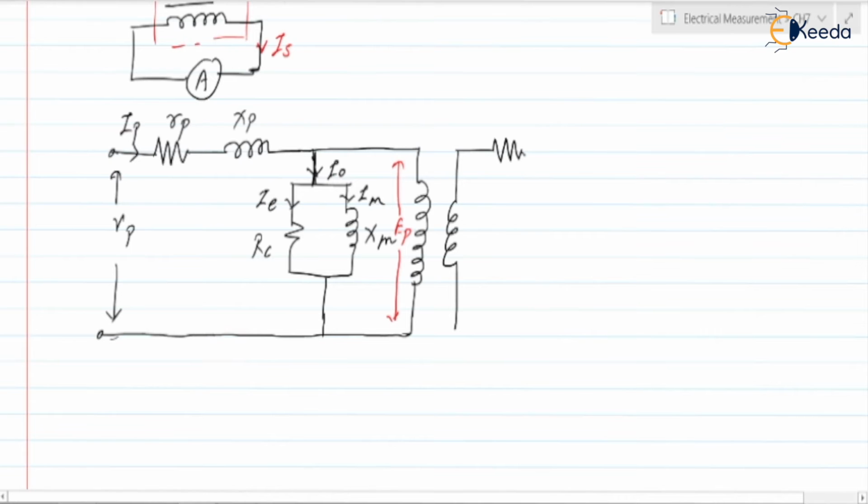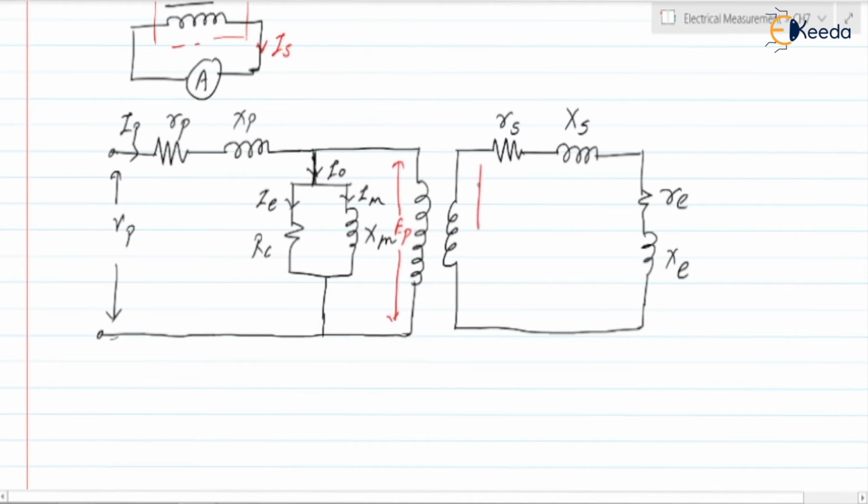Secondary winding resistance is RS, reactance is XS, external resistance, that may be due to the load or any other circuitry which we are going to connect at the secondary side. So this is RE, here it is XE, XS, RS. This induced voltage here is ES.